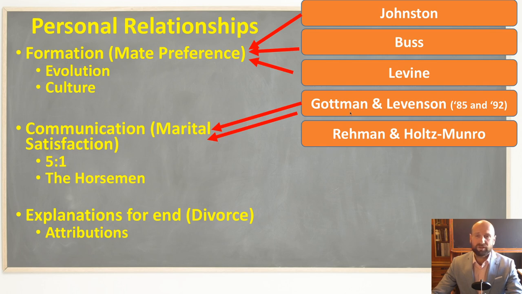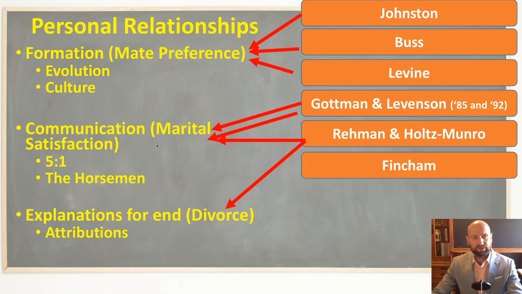Raymond, Holtz, and Monroe. So the idea here is that the Gottman and Levinson research comes out of America. Would it apply across cultures? That's what Raymond, Holtz, and Monroe tried to look at in comparing Pakistani couples with American couples. So again, that gives us an explanation for communication and marital satisfaction. Anything here that we use for communication, we can use for explanations for why relationships might end as well.